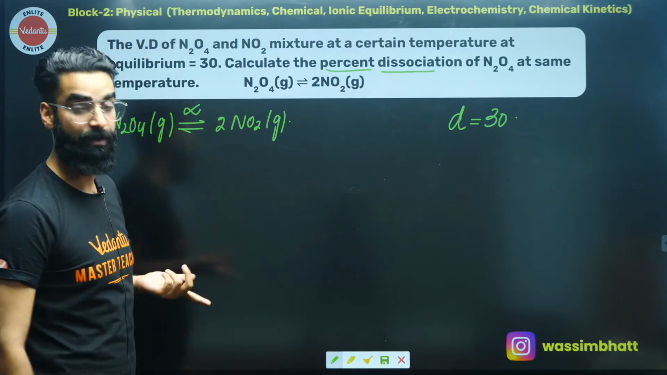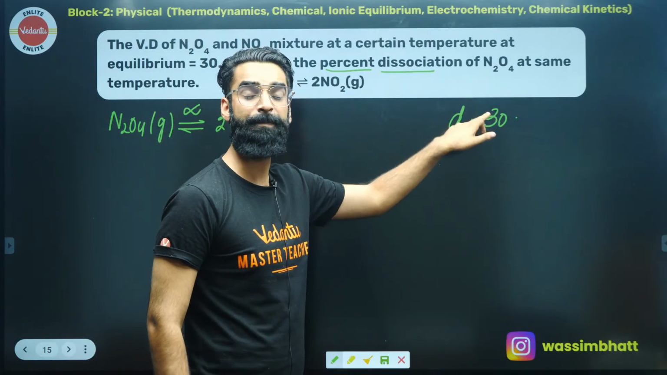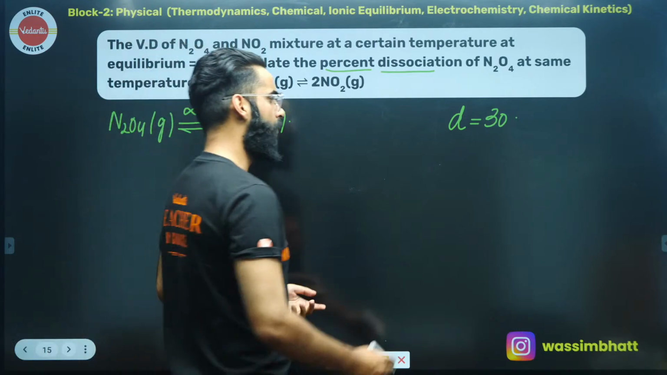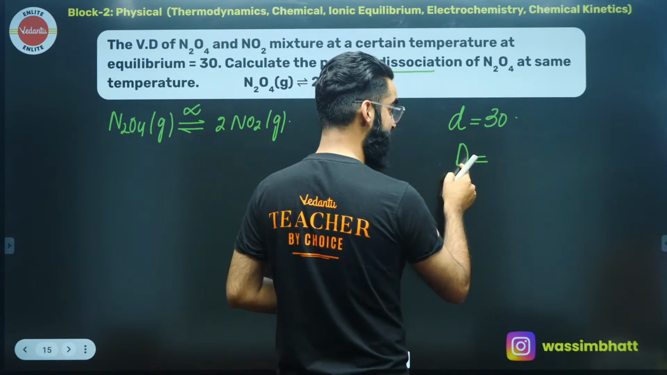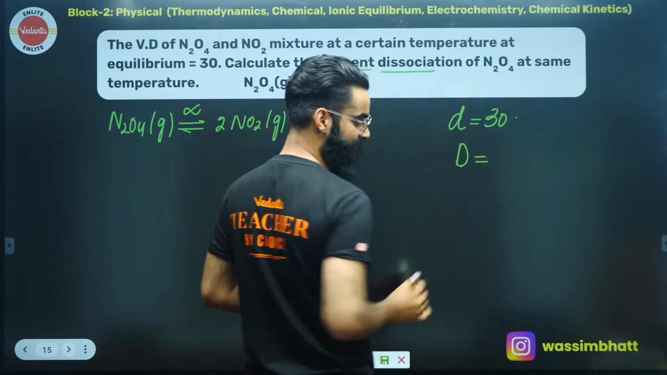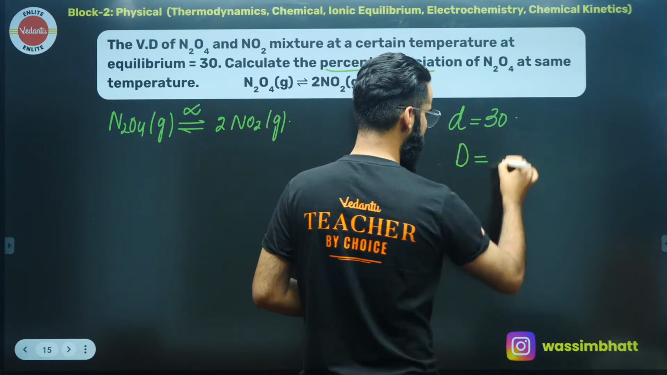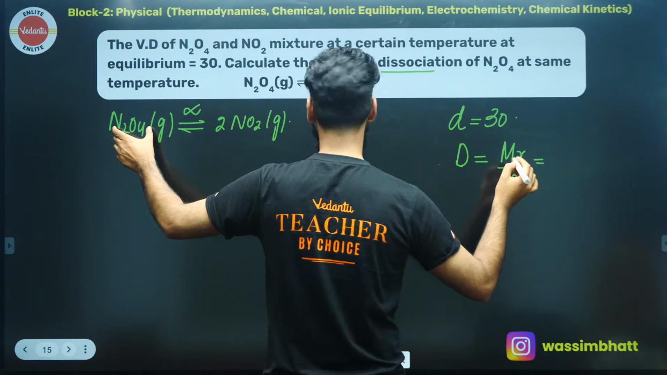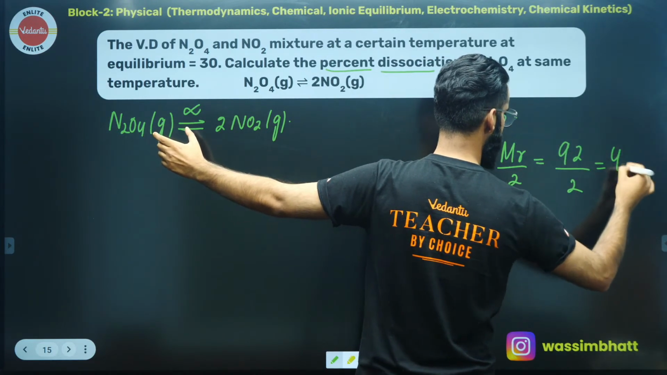Now, how am I going to calculate this alpha over here? See guys, small d, that is the vapor density of the equilibrium mixture, that's given to me as 30, right? If I ask you, what will be the capital D, theoretical vapor density? Capital D stands for theoretical vapor density, right? And small d is the vapor density of the equilibrium mixture. And how do we calculate the theoretical vapor density? It's equal to molar mass of reactant divided by 2. What is the molar mass of reactant? It is supposed to be 92 grams per mole divided by 2. The value comes out to be 46, right?